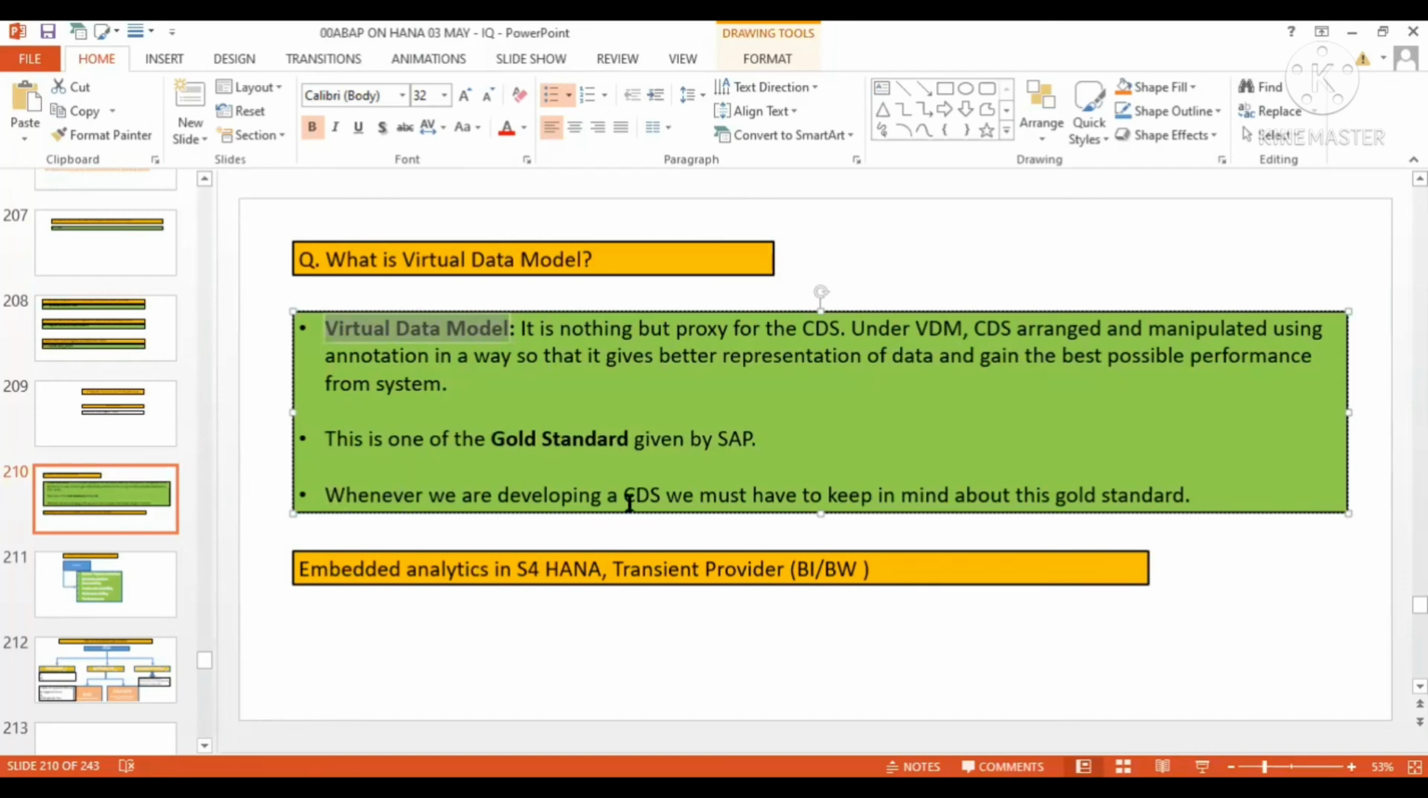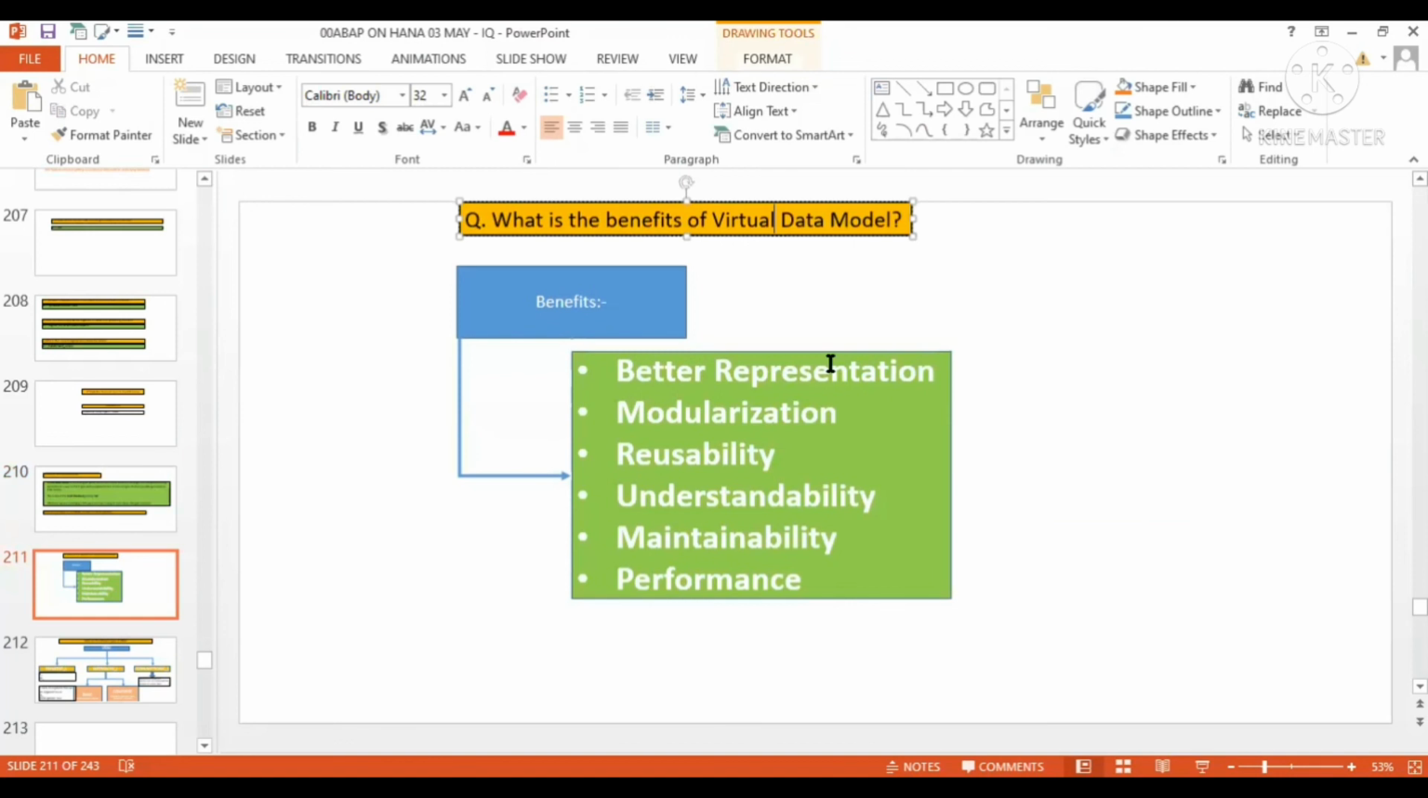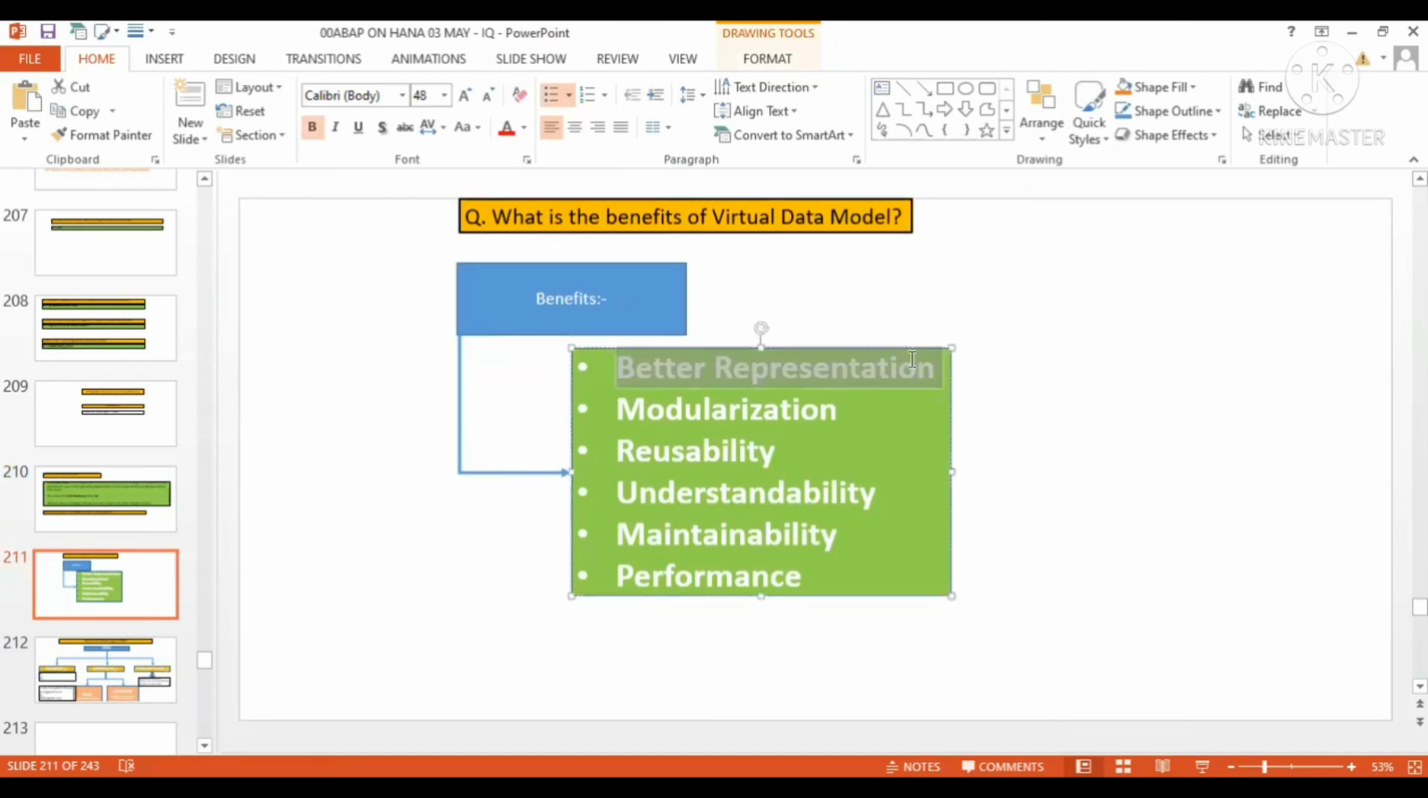Whenever we are developing a CDS, we must have to keep in mind about this gold standard, right? Embedded analytics in S4 HANA, transient provider, this we will see later, okay? What is the benefit of virtual data model? Just I have discussed: better representation, modularization, reusability, understandability, maintainability, performance. So only three things is important: modularization, reusability. I'm just going to put into different color. If you remember these three things, that's sufficient.